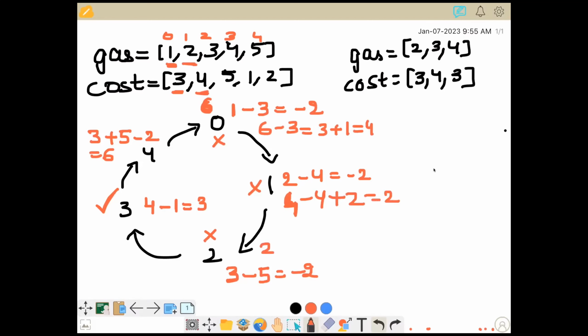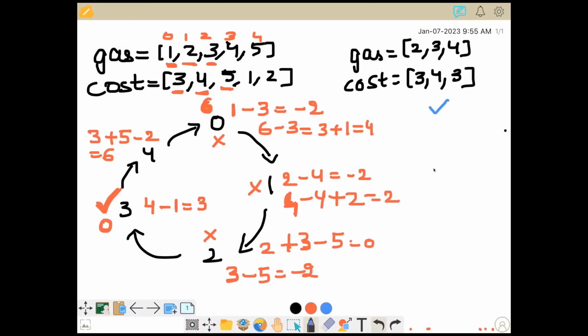So we come here with 2 gas points, and at 2 we fill up 3 gas points, and we require 5 gas points to move to the next gas station. So 5 minus 5, we will have 0 when we reach 3. So we are able to circuit back to 3, so that 3 will be our answer. And let us come to the second example here.